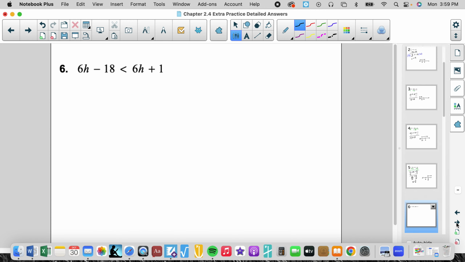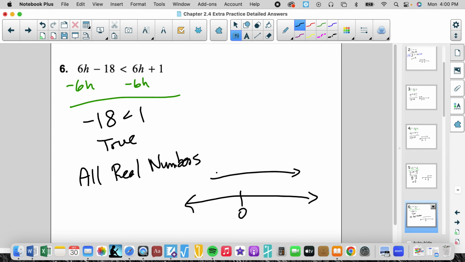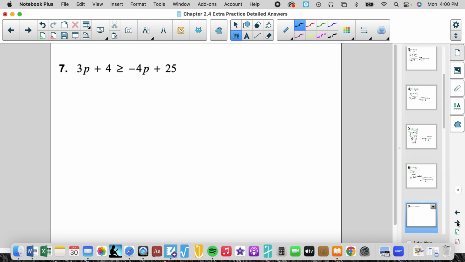Okay, so that shouldn't be any more challenging. We're going to move the variables first. -6h, -6h. We notice that the variables cancel out, and it leaves me with a number statement. That number statement is true. -18 is less than 1, so my solutions are going to be all real numbers. And then it says graph it. So if we're going to graph all real numbers, we're going to draw a line above our number line and represents every single number on the number line.